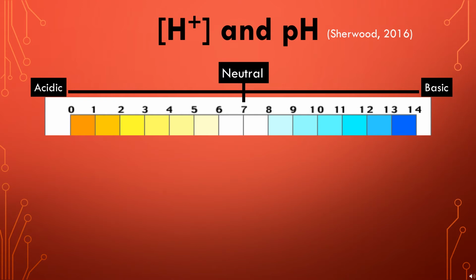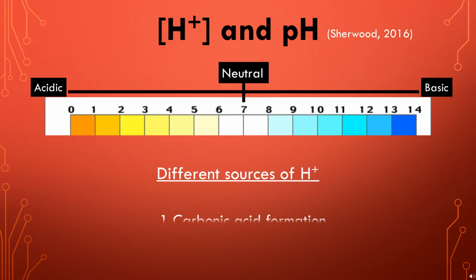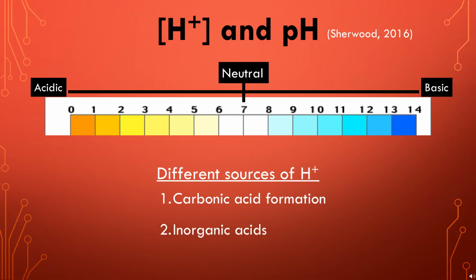Hydrogen ions, conveniently expressed as just H+, are added to body fluids through 3 different sources. Those sources are carbonic acid formation, inorganic acids, and organic acids. Hydrogen ions mainly come from metabolically produced carbon dioxide. Carbon dioxide chemically binds to water to slowly form carbonic acid. Carbonic acid then quickly dissociates to form hydrogen and bicarbonate as end products.